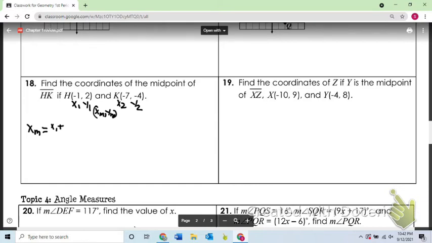X1 plus, for some reason, it's being silly. Oh, there we go.